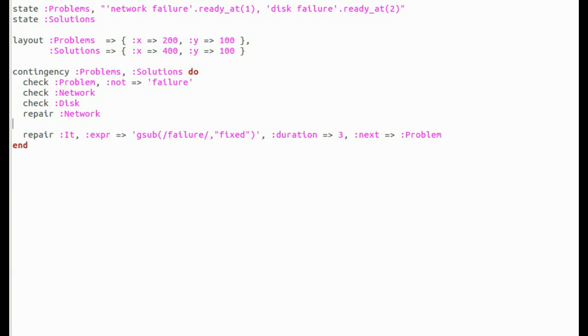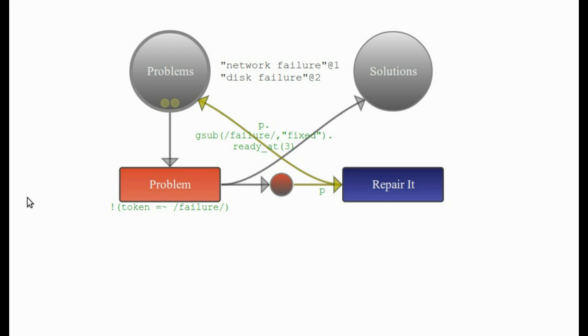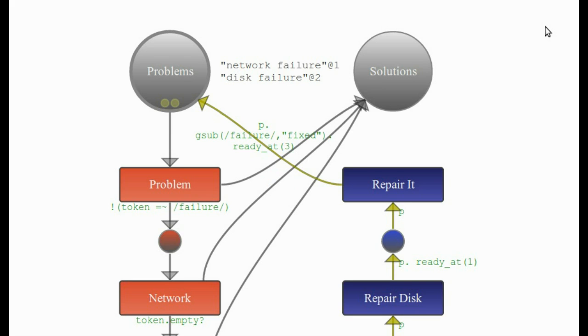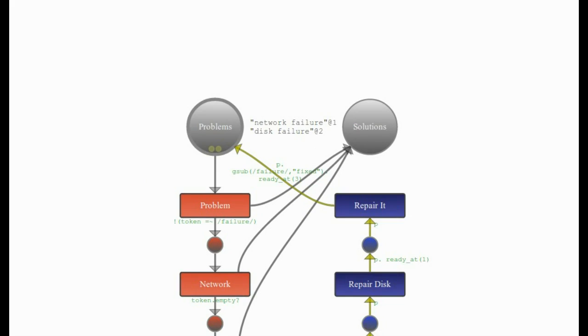And if we look at the repairs, we want to repair perhaps network and repair disk. Let's see what that looks like. I've just thrown a bunch of things in here. We now have 3 checks and 3 repairs. Well, what's going to happen? Oh, I'll have to zoom out a little bit so you can see.